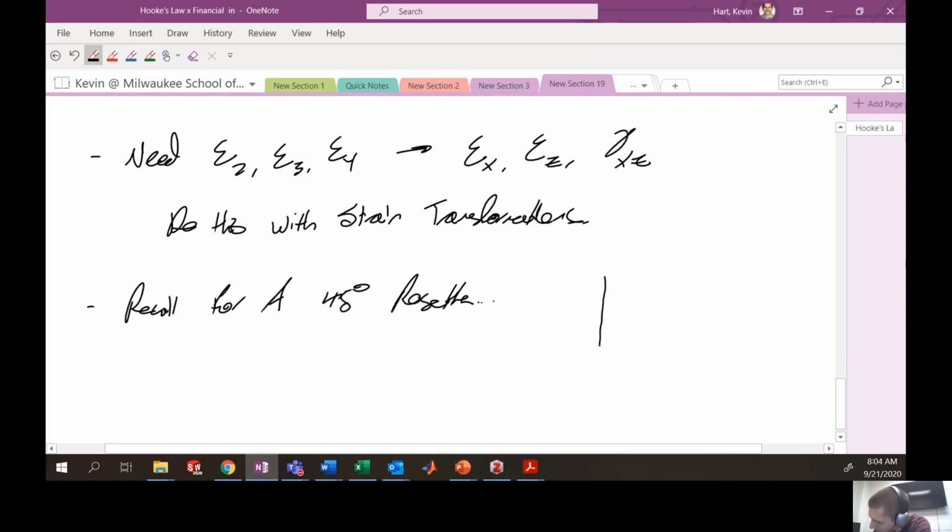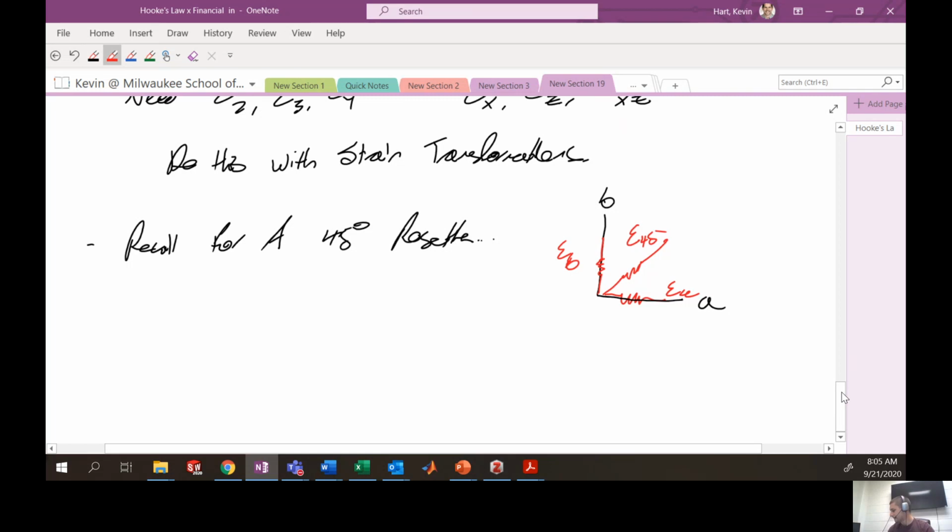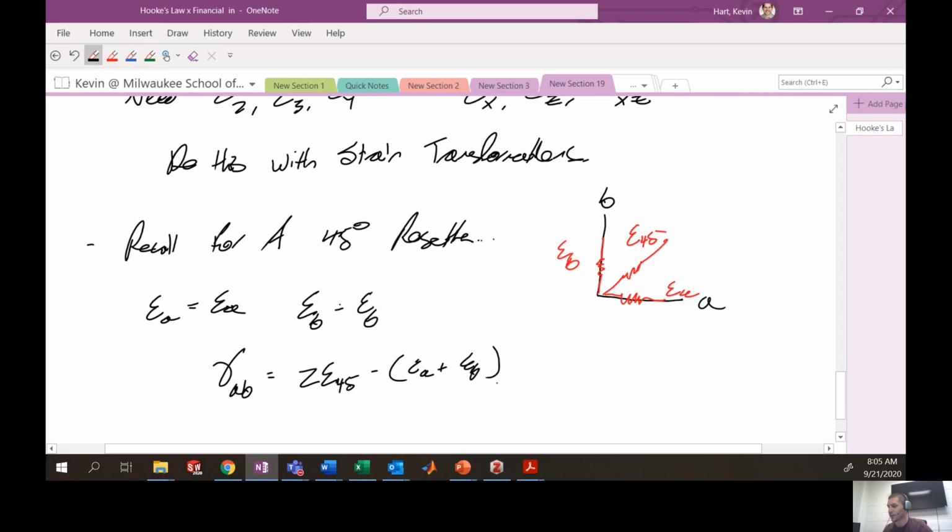the following is true. If you have some coordinate system that looks like A, B, and you have one gauge here, one gauge here, and one gauge here. Let's call this epsilon A, epsilon B, and epsilon 45, for instance. Well, we know that the strain in the A direction is whatever gauge A is reading. The strain in the B direction is whatever gauge B is reading. And the shear strain that you have in this AB coordinate system is going to be 2 times epsilon 45 minus the quantity epsilon A plus epsilon B. Okay, this is what we talked about for strain gauge rosettes.